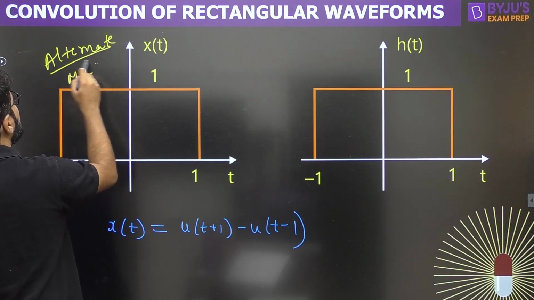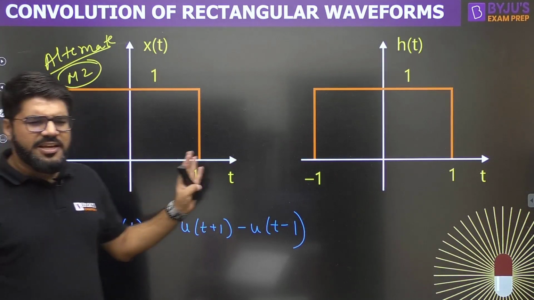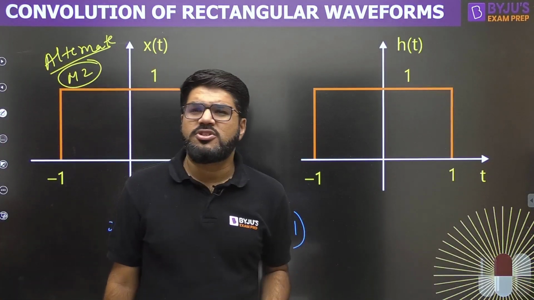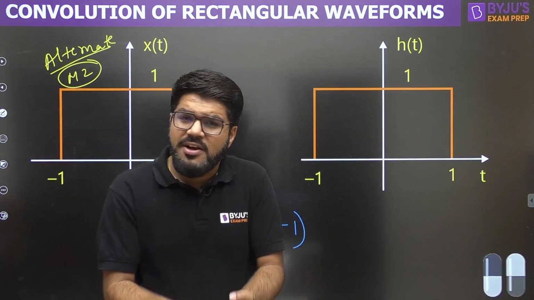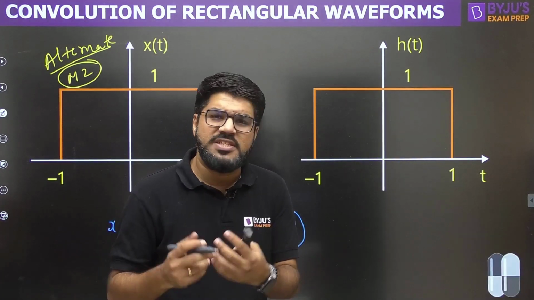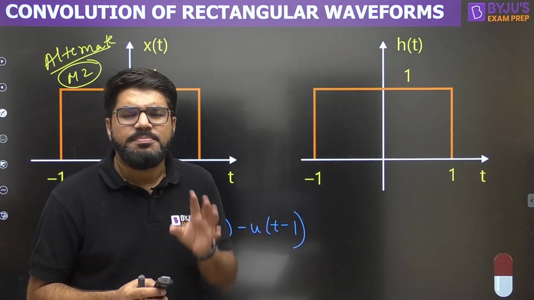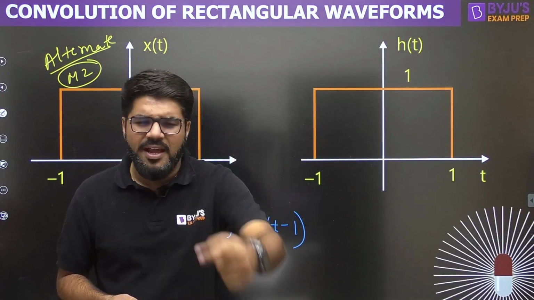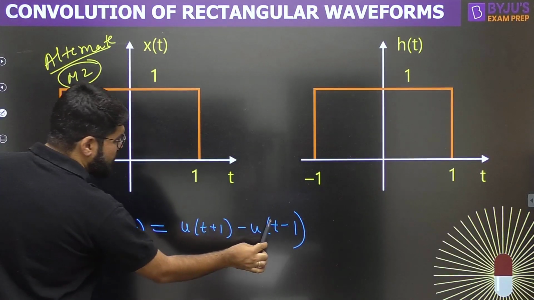Alternate method number 2: breaking the rectangle into unit steps. This theory requires your knowledge of unit step and ramp. If you are clear, you can follow this method, or else you can first watch a video on sketching of step and ramp signals, their slopes and amplitudes, etc. But my main intent is to take you towards the trick, and we are going into it in a very short time. So rectangles can be broken as a difference of 2 unit steps.